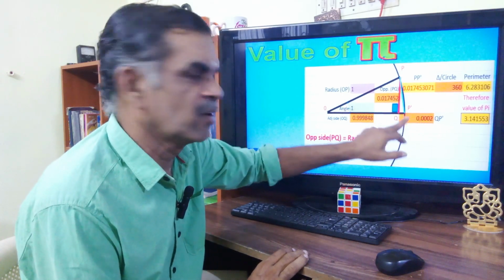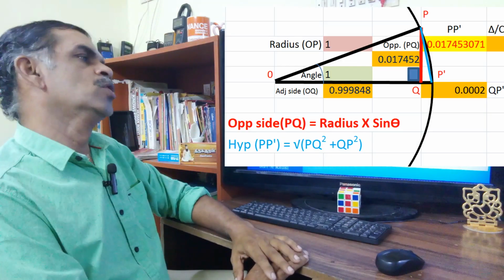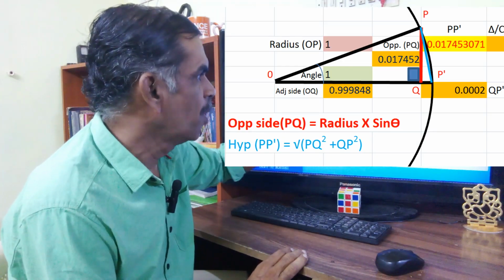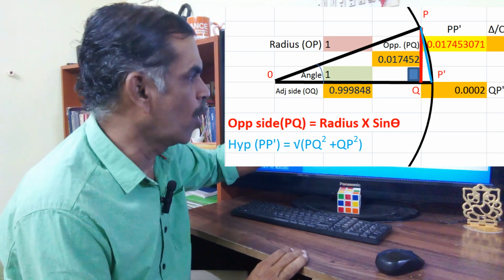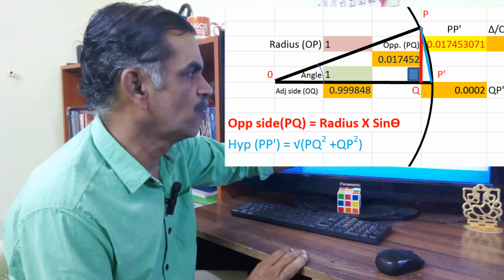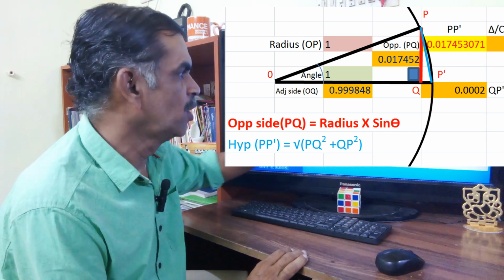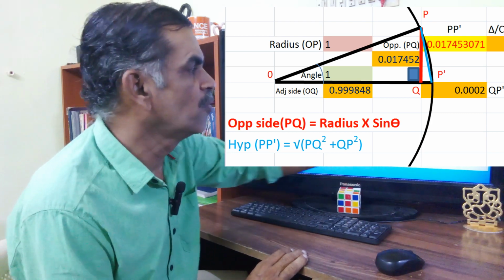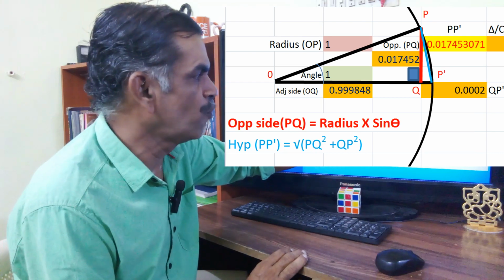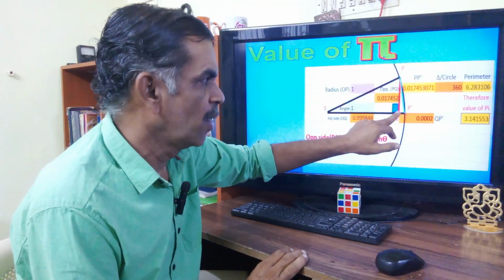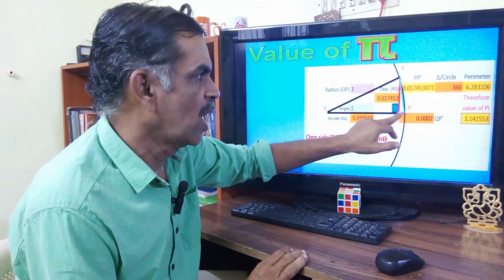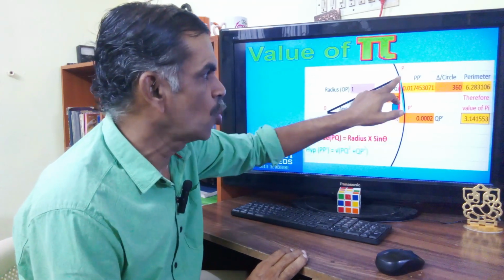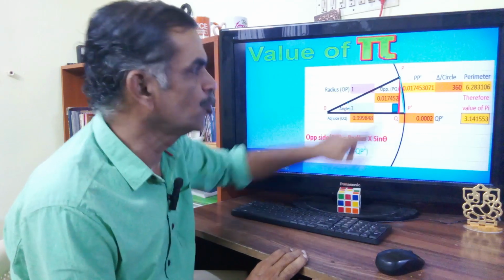0.002 or somewhere around that in decimal values. So that is QP dash. We can calculate this value by subtracting: 1 minus this, we will get this. Actually this is 1 and this is 0.999848. So we will get this value. So now we know this side, the base and the height. Height is the opposite side.